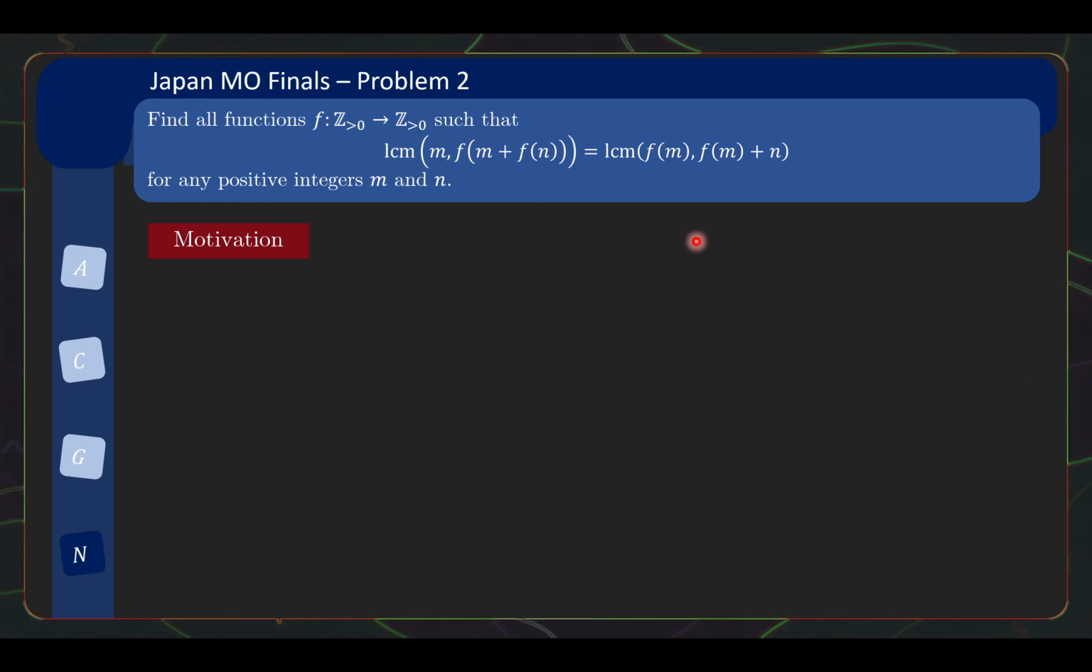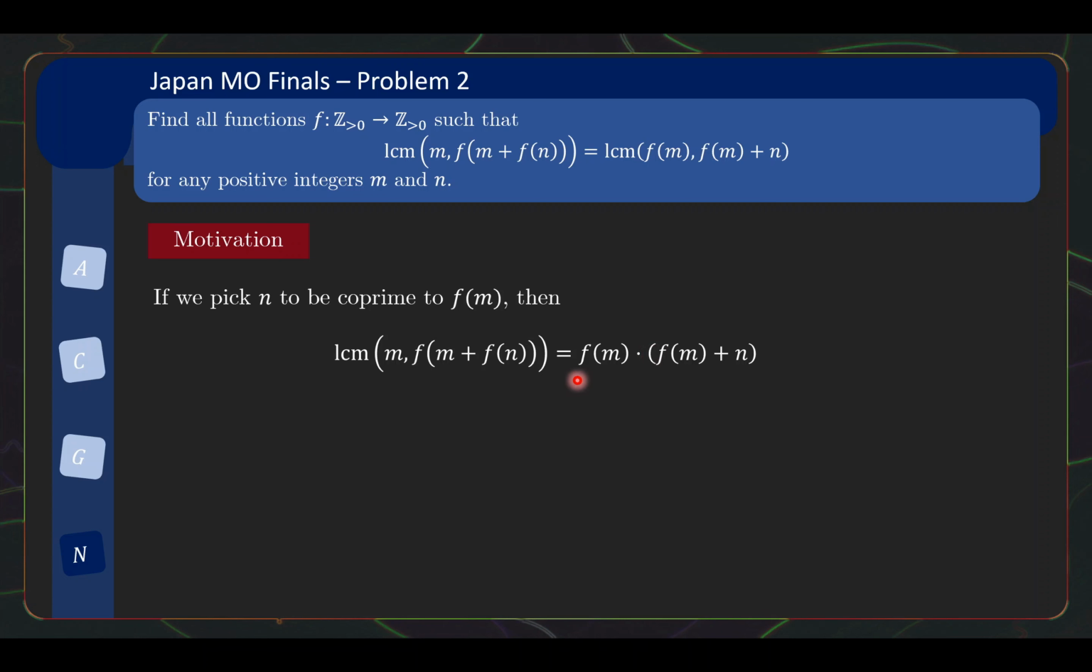Now, you notice that obviously the functional equations are quite complicated. So maybe you want to get rid of some of the LCMs. So one thing you can do is if you have a fixed m and now you're playing around with n, then if we pick n to be co-prime to f(m), then what you notice is that the two terms in the LCM are going to be co-prime. So the right hand side will just be the product here and you lose the LCM, which is a good thing.